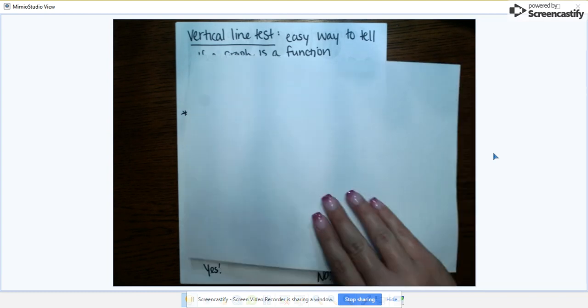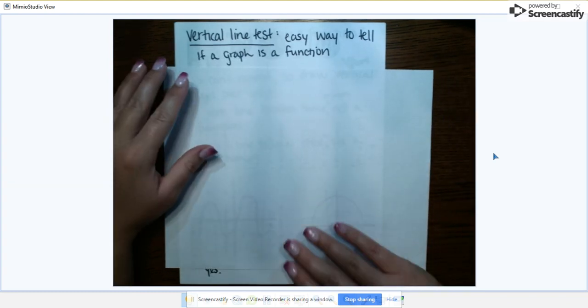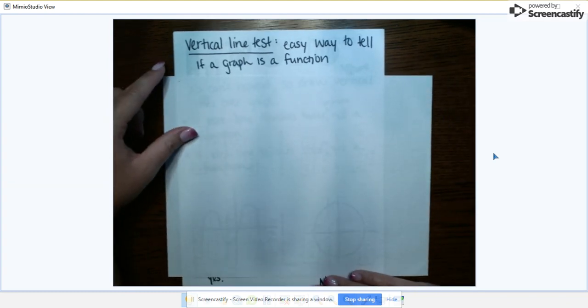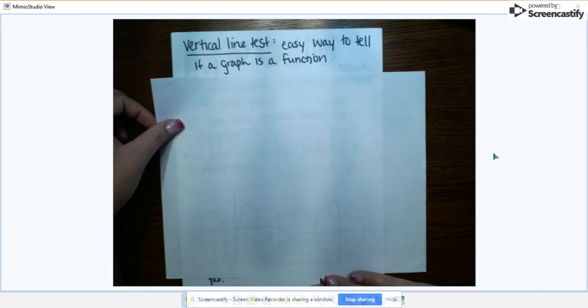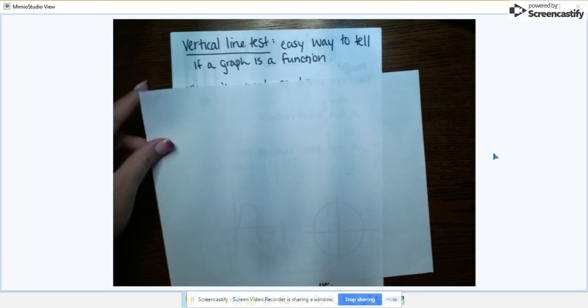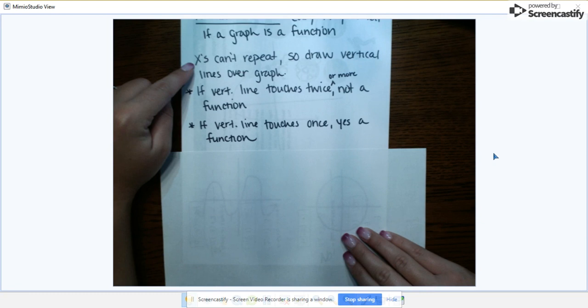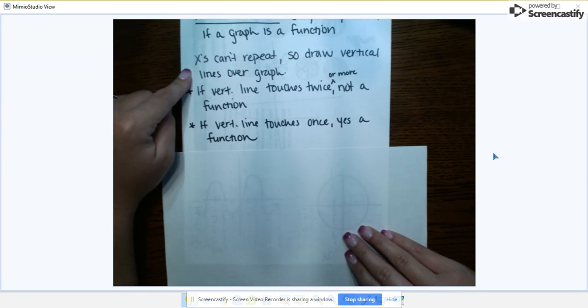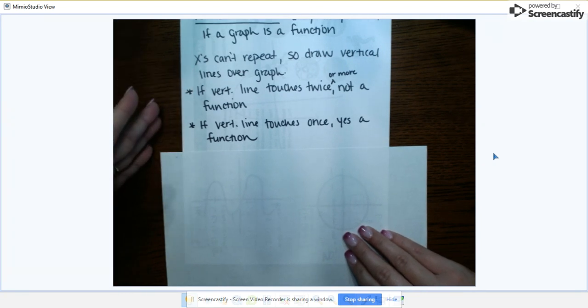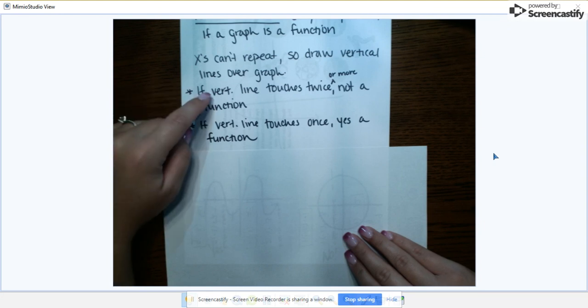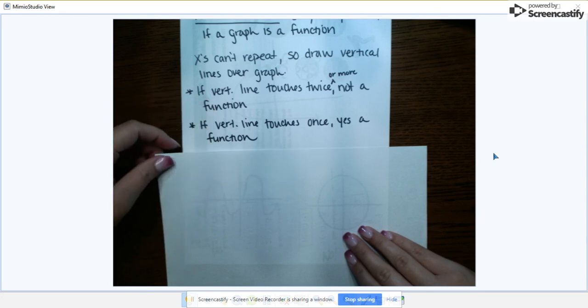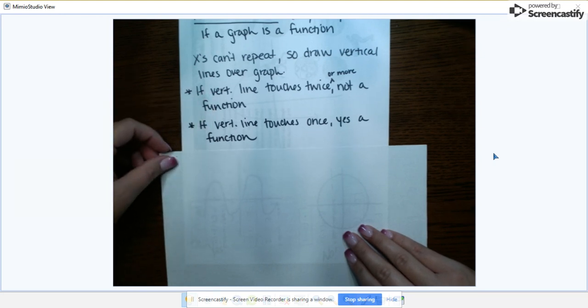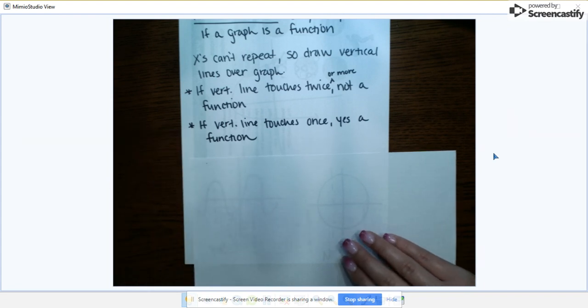Okay. An easy way to tell whether a graph is a function is to use this test called the vertical line test. So here's how it works. Since our x's cannot repeat, we're going to draw a vertical line over our graph. And if our vertical line touches 2 times or more, it's not a function. And if the vertical line touches once, then it is indeed a function.